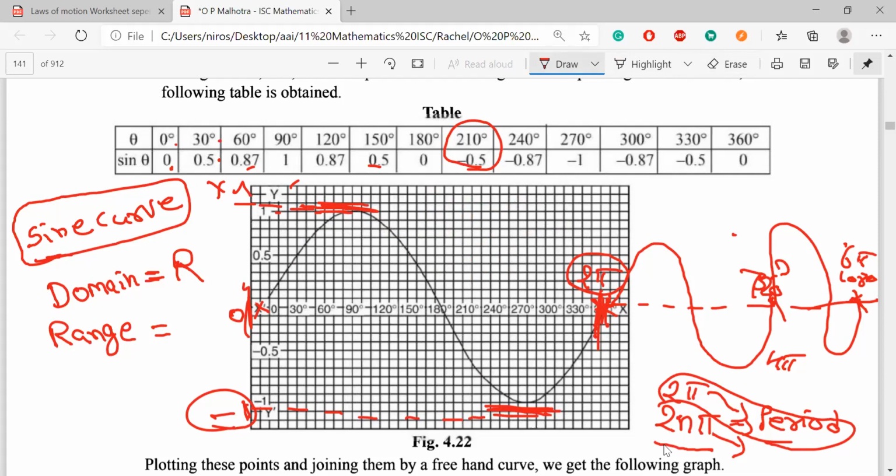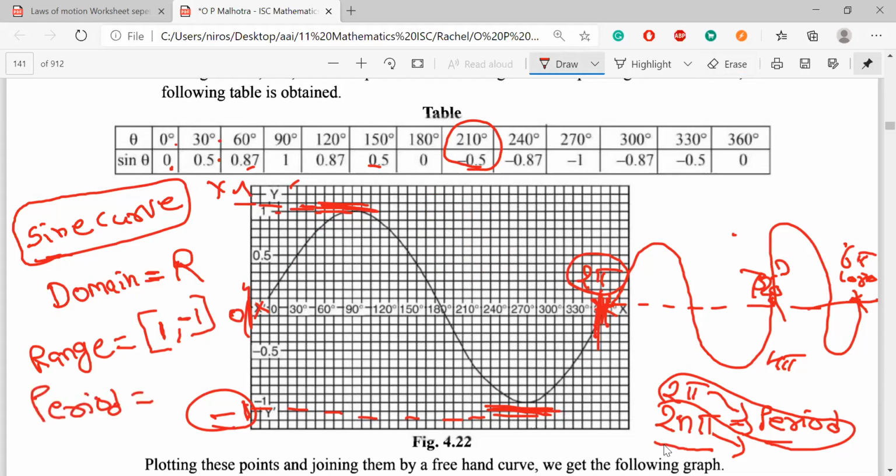Now we studied about the closed bracket and open bracket. So we have to use closed or open. Closed includes it, so both will be closed. That is 1 comma minus 1. This is the range. The period is 2 pi. This is the graph.